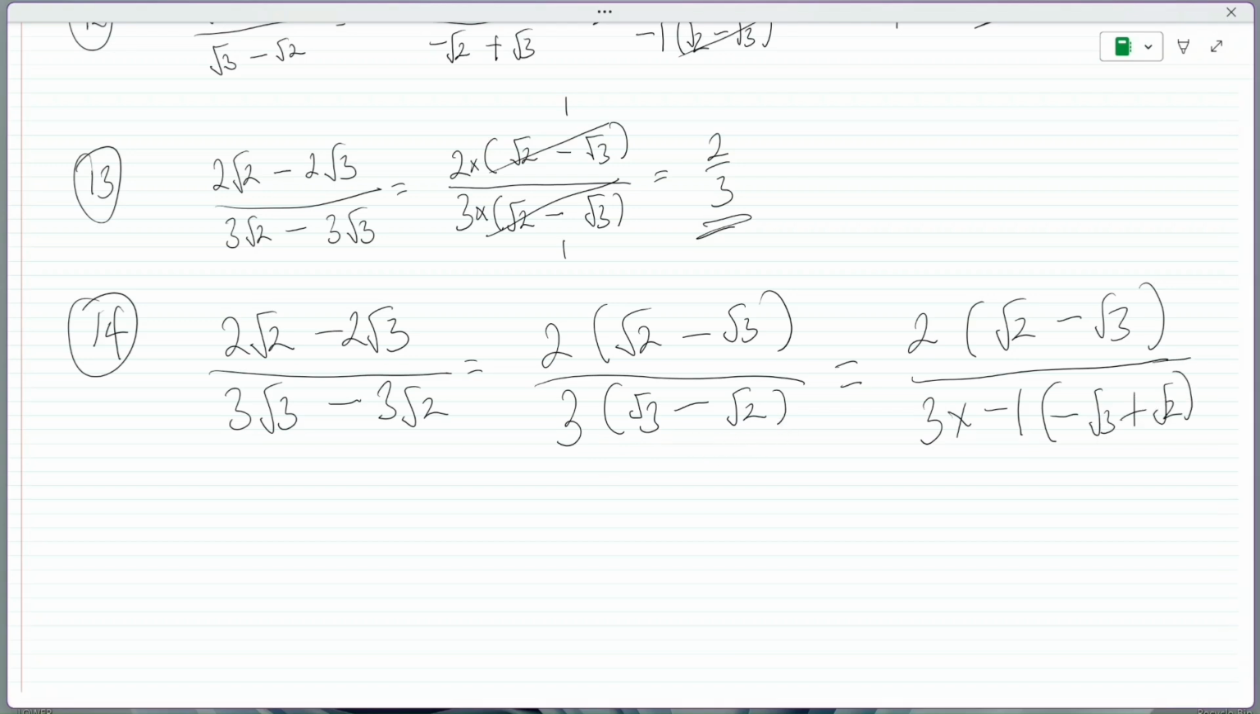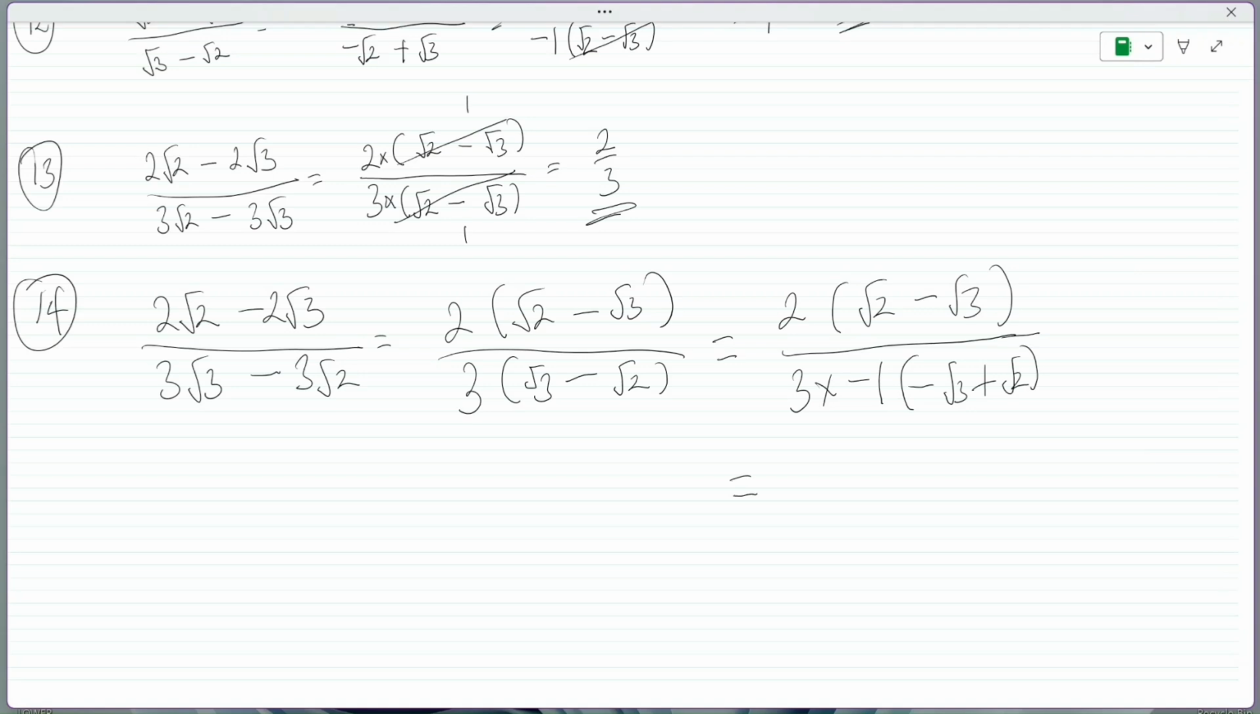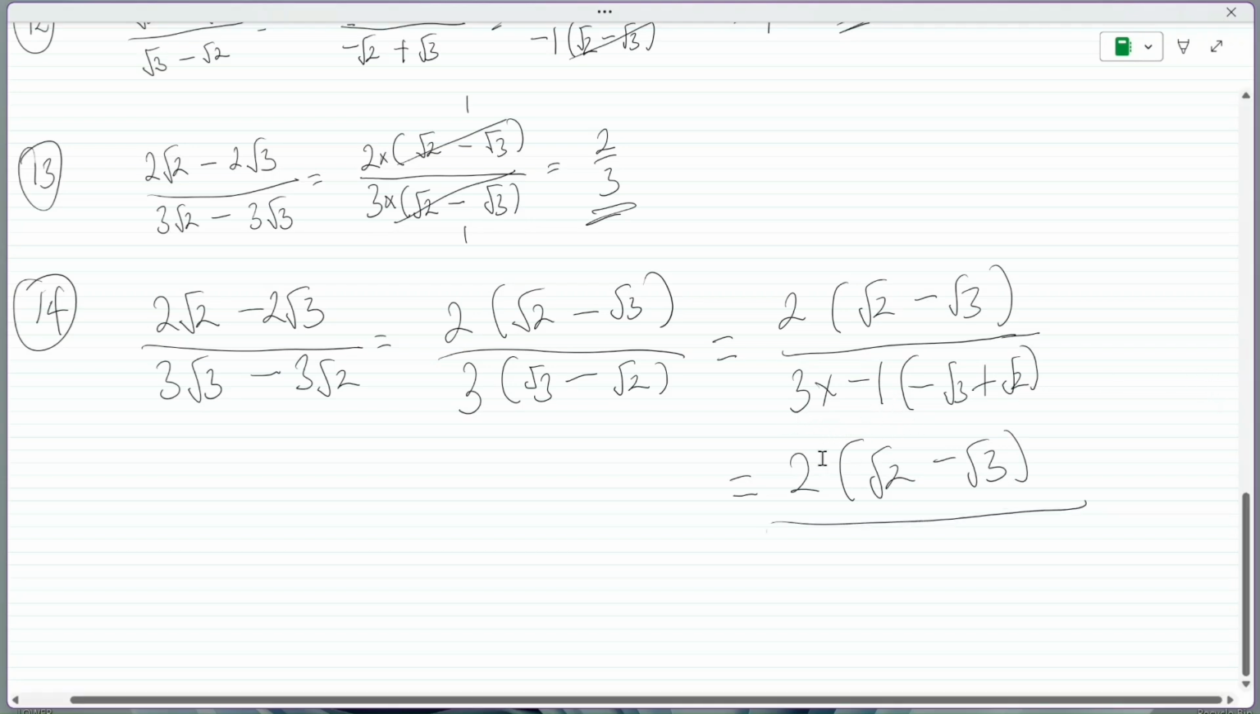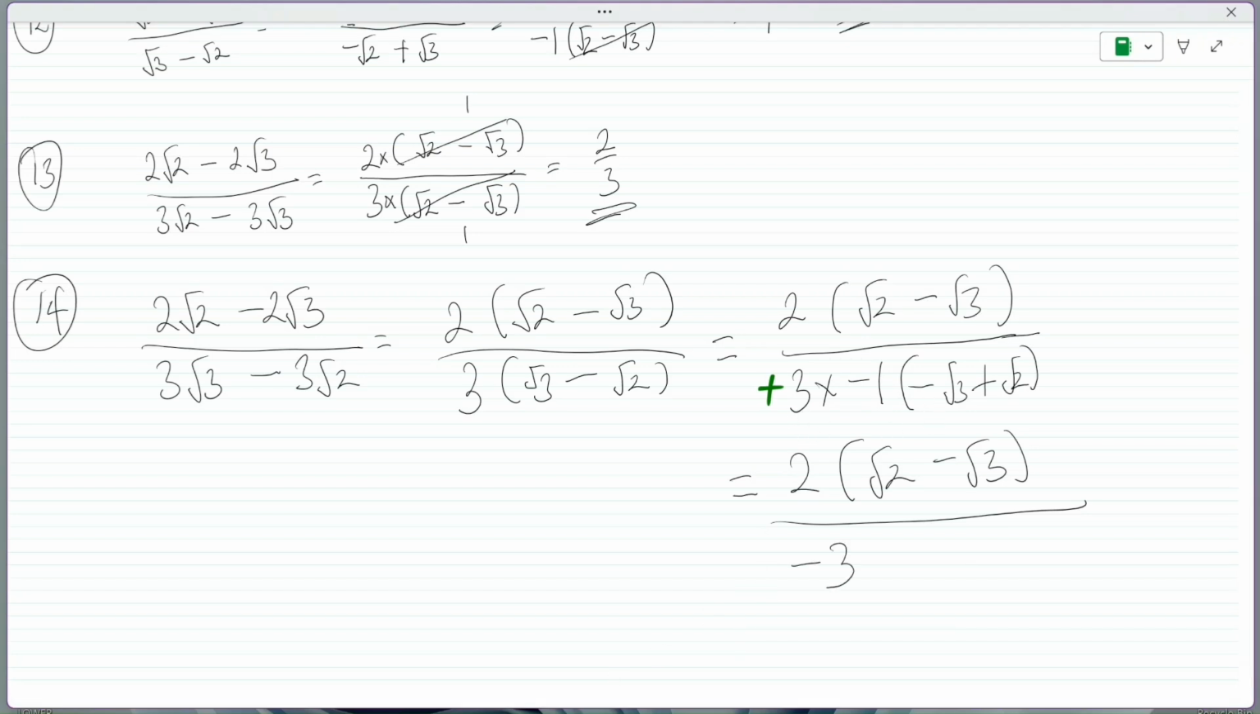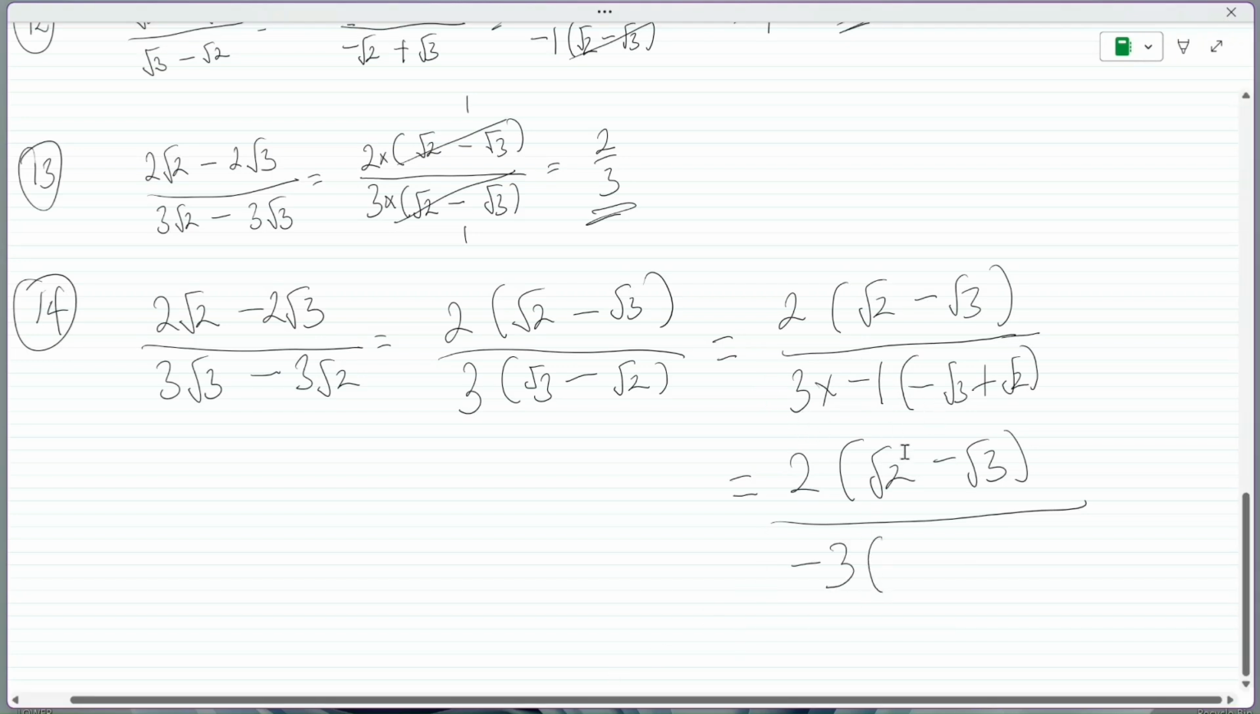You close your bracket. On the next line, you have equals 2 into bracket root 2 minus root 3, close bracket, over. You can multiply 3 times minus 1. 3 has a positive. Positive times negative is negative. Then 3 times 1 is 3. You open your bracket. You can rearrange this. You have minus root 3 plus root 2.